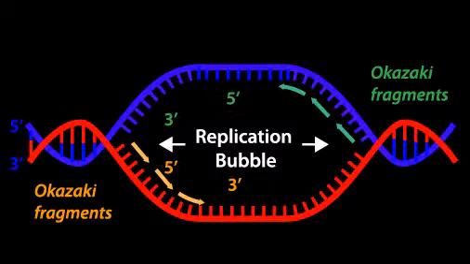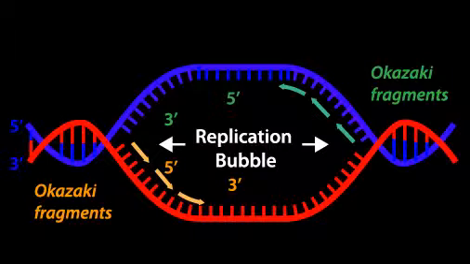Looking at just one half of the replication bubble, the right half, we can see that when the 3' to 5' strand is used as a template, synthesis of the new strand can be carried out continuously in its 5' to 3' direction. This is the direction of the orange arrow. However, the synthesis of the lagging strand is more difficult.